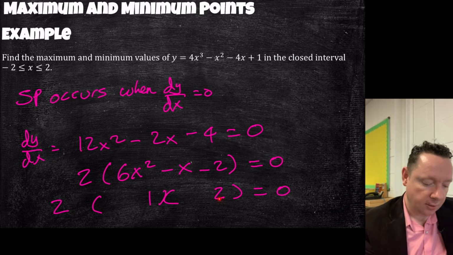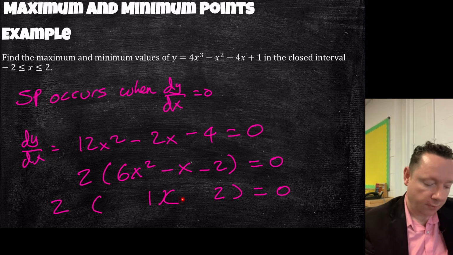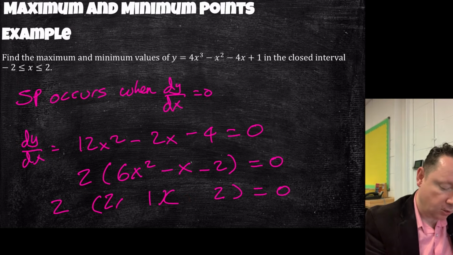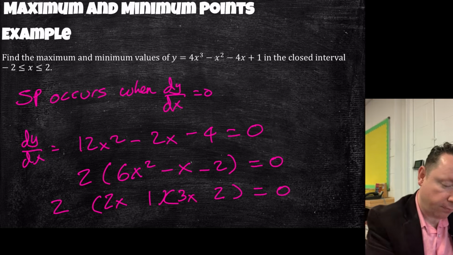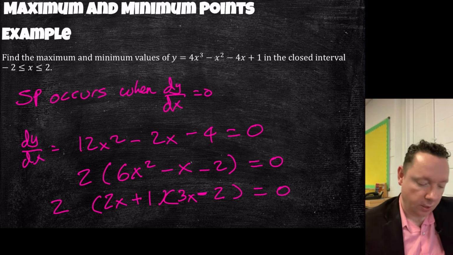3 times 2 is 6, minus 2. Well, that's not 1. 2 times 2 is 4, and then 3. So I know it's 2 and 3, and that was just quickly in my head. So I've got 2x and 3x, and then just getting our signs: it's minus x, so it's minus 2 here to make minus 4x, plus the 3x to make minus x.